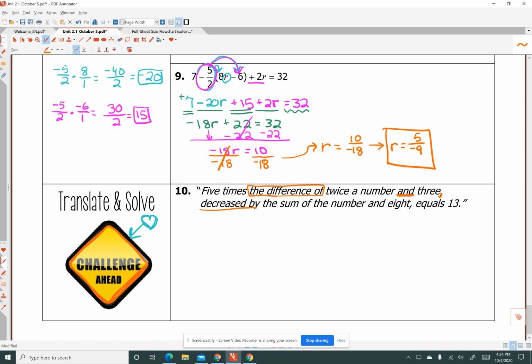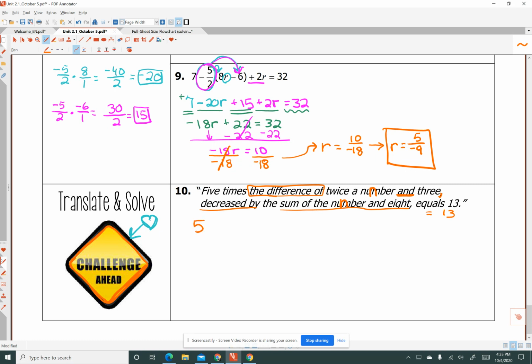Decreased by, subtraction, the sum of the number and 8 equals 13. Okay, so we've got equals 13 over here. We've got, let's use n. So we've got our number here. We've got a number here. So we've got 2 variables. Sounds like we have 2 quantities. So 5 times this quantity, that's the difference of a number and 3.